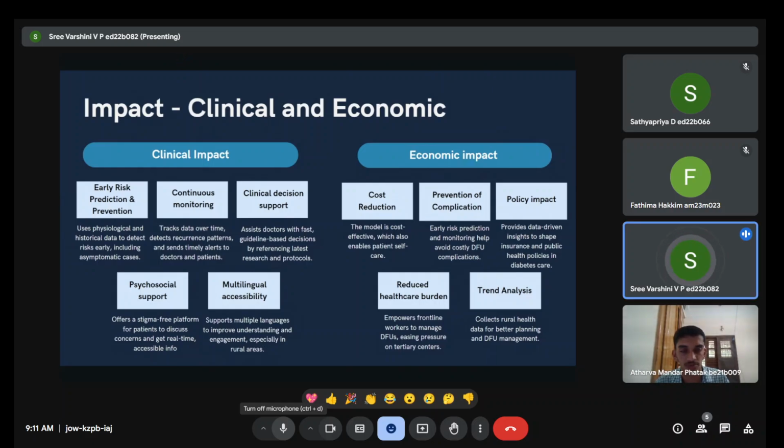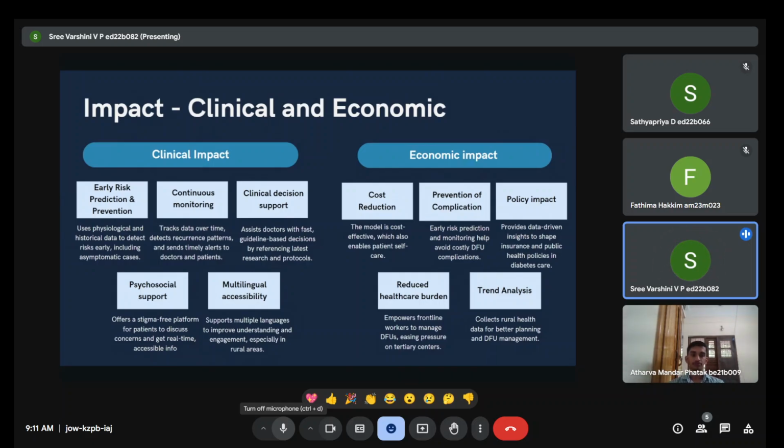So the impacts that we have are of various types, which are clinical impacts as well as economic impacts. Under clinical impacts, we have early risk prediction and prevention. This is because the model helps in preventing the risk for diabetes early, because we collect all the physiological and historical data of the patient, and we are able to diagnose even asymptomatic cases. Continuous monitoring is also possible through this because when we collect data over time, we can send timely alerts to doctors and patients to ensure that they have continuous tests so that recurrence does not occur.